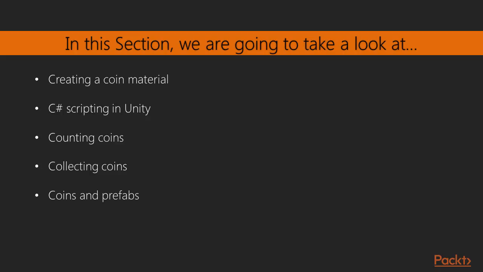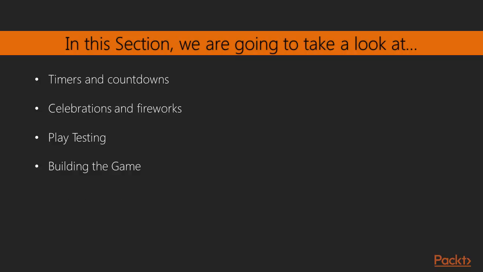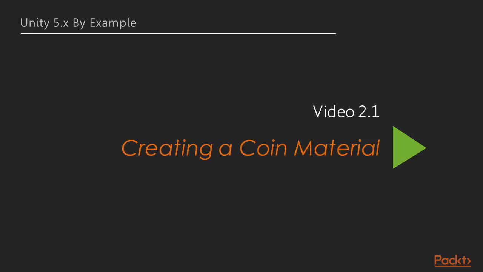In essence, this section is about defining a system of logic and rules governing the game. To achieve this, we'll need to code in C#, and so this section requires a basic understanding of programming. This section will demonstrate the following topics: material creation, prefabs, coding with C#, writing practice scripts, using particle systems, building and compiling games. Now we'll see the first video of section 2, creating a coin material.